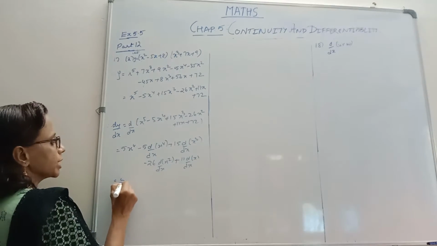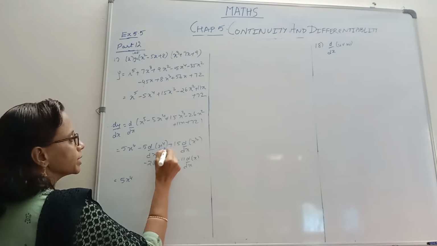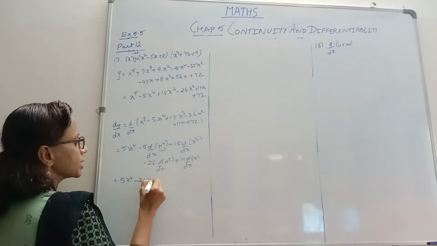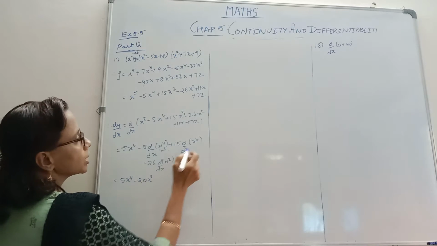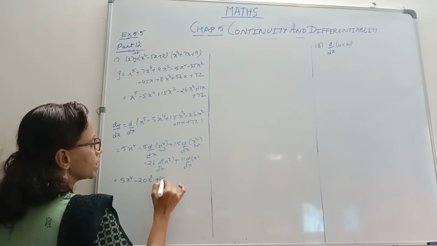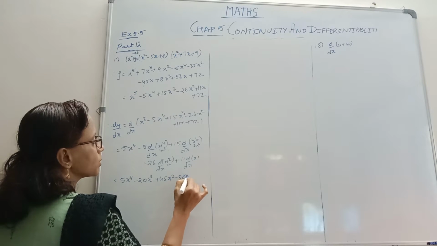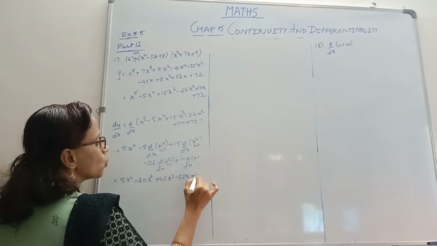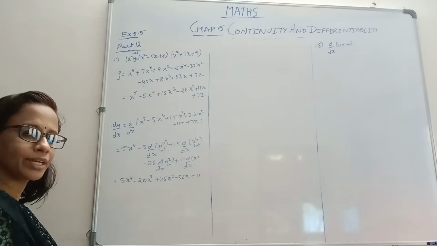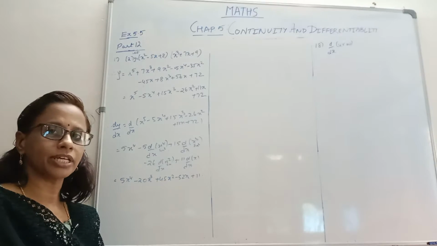So right away we will get this 5x raised to 4. This is x raised to 4, and when the derivative comes it is 4x cubed, so minus 20x cubed. This x cubed, when the derivative comes, it's 3x squared, so 45x squared. When the derivative comes 2x, so minus 52x. When the derivative comes 1, so plus 11. That's it, right? This is what we got in the previous case. So that's how we get it over here in this case.